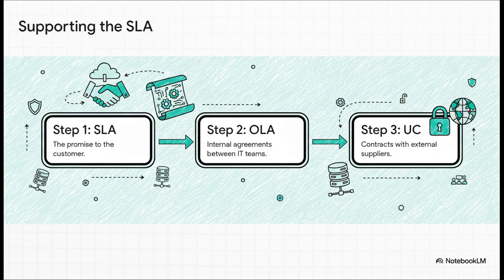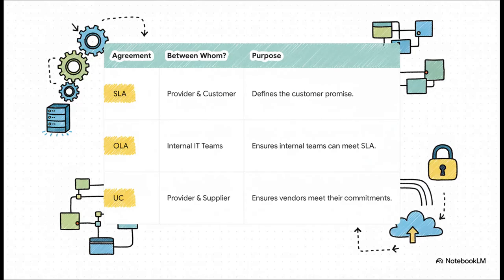It's like a pyramid, right? The SLA is the promise you see at the top, but it's held up by this strong foundation of agreements underneath it. And this table just lays it all out so clearly. You see how it all connects? If your SLA promises the customer 99.9% uptime, you absolutely need an OLA with your internal network team and a UC with your cloud provider that both guarantee they can support that promise. It creates this unbroken chain of accountability from the smallest supplier all the way up to the customer.